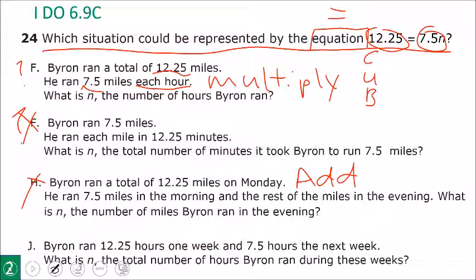Byron ran 12.25 hours one week and 7.5 hours next week. What is the number of this? Again is addition. That's trash. Get rid of it. So the only one that really fits is F.